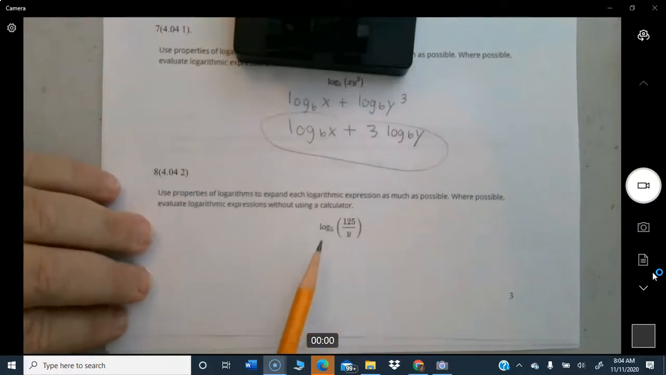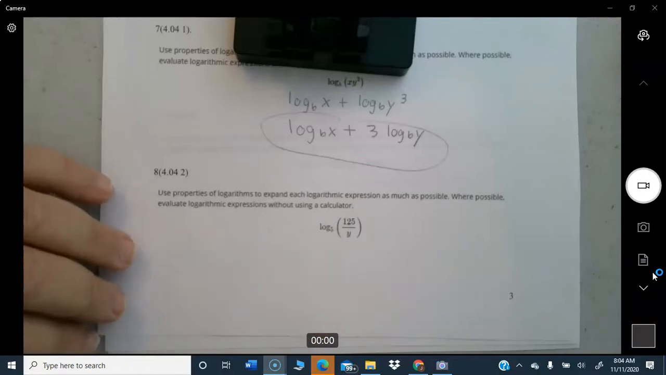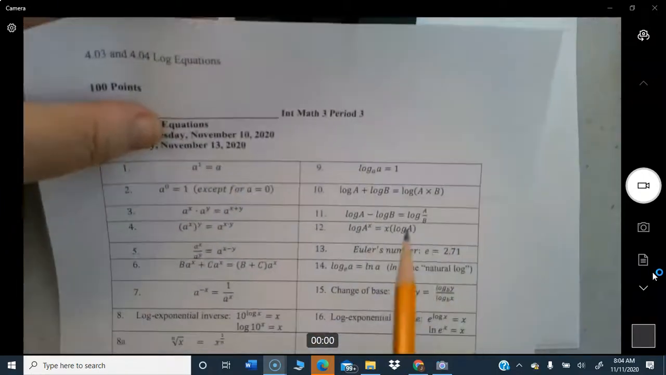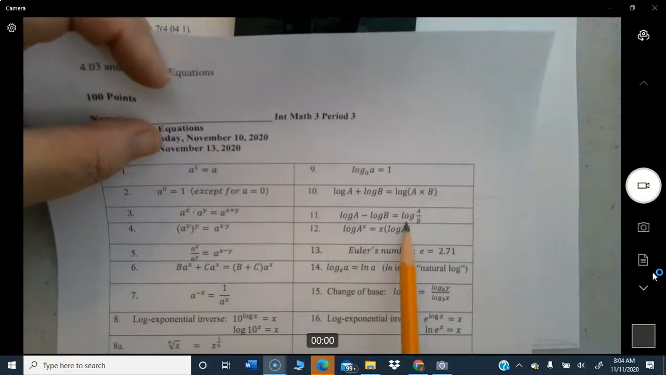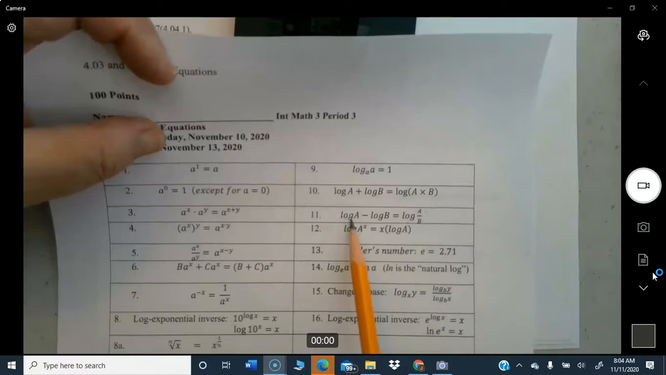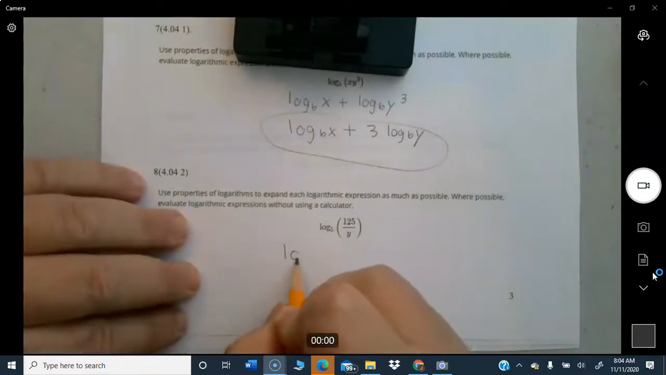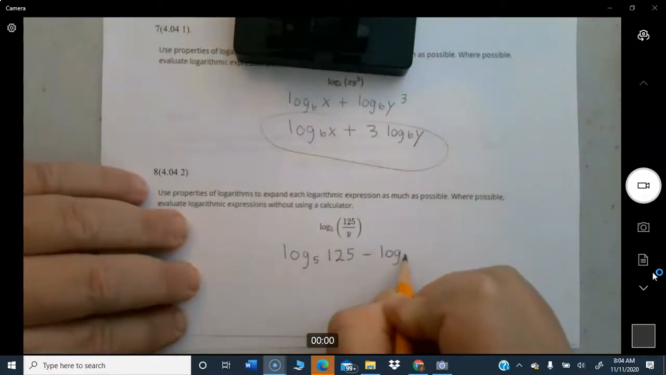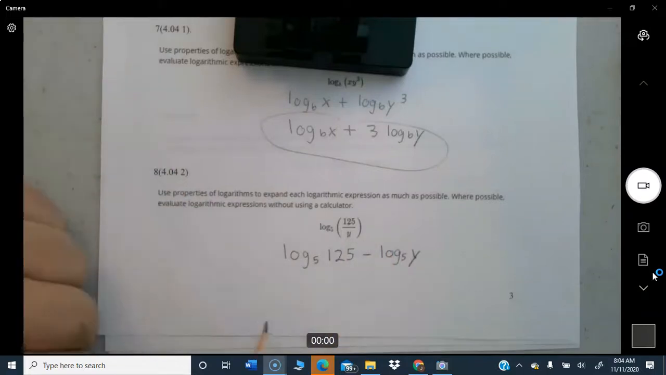All right, so here we have log base 5 of 125 over y. So there's a similar principle for division, and it's number 11. If you have a log of a number over another number, then it's simply log of the top number, a, minus log of the bottom number, b. So we'll go ahead and use that. Okay, and there it is. That's the way that would look.